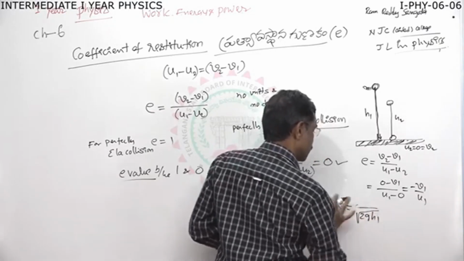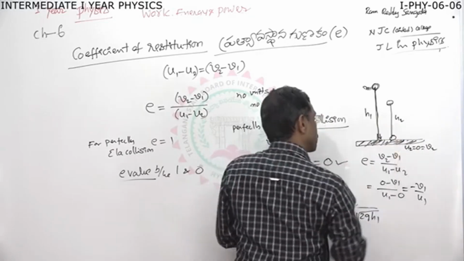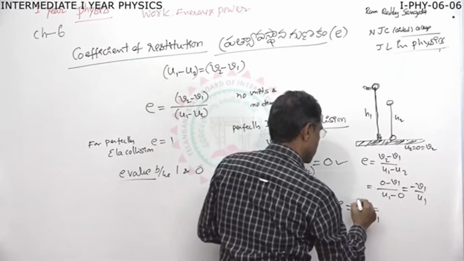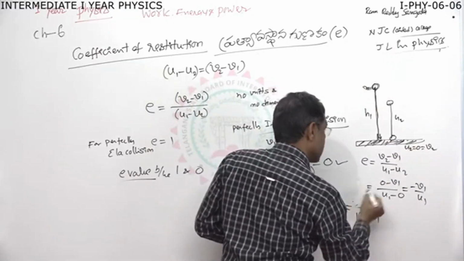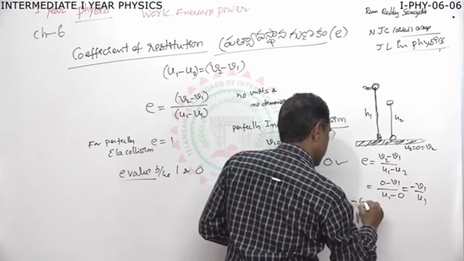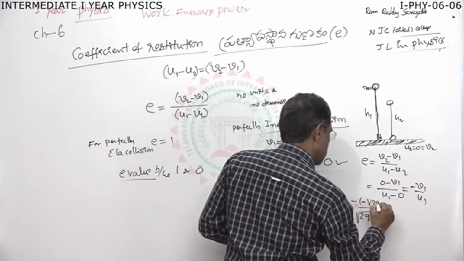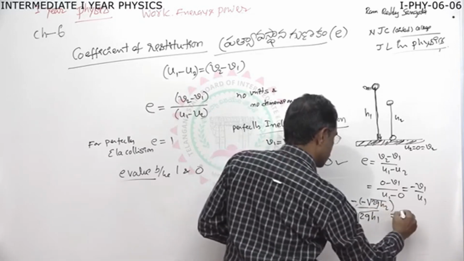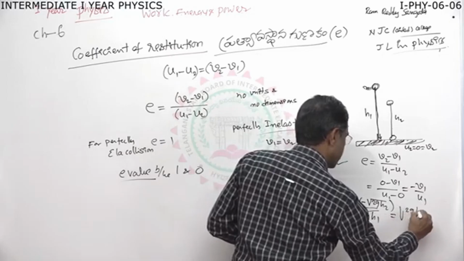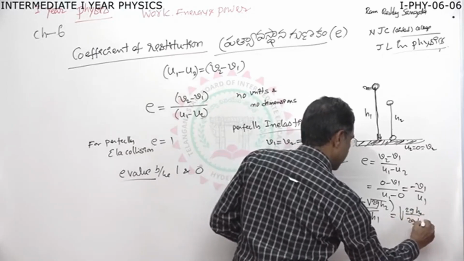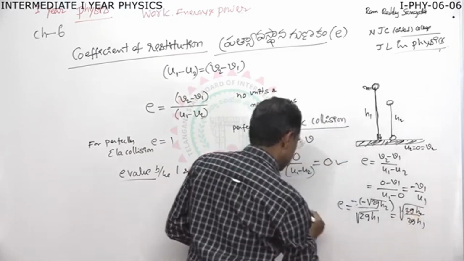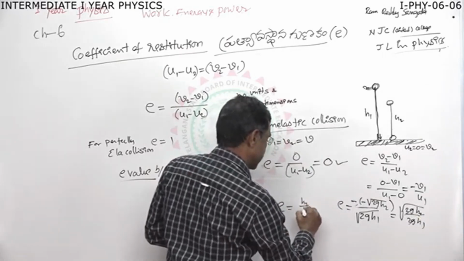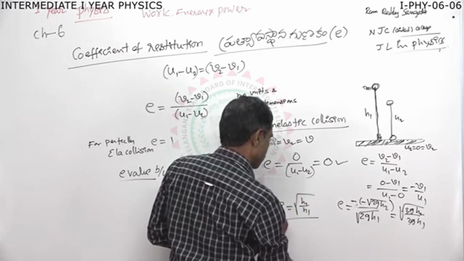Basic kinematic equation you apply, and similarly it rises to height h2 after rebounding, after colliding with the plate. Here it is moving in the opposite direction, so minus root 2g h2. It rises to height h2. So minus into minus is plus, so we have root 2g h2 divided by root 2g h1. 2g gets cancelled. So the expression for coefficient of restitution is the square root of h2 divided by h1.